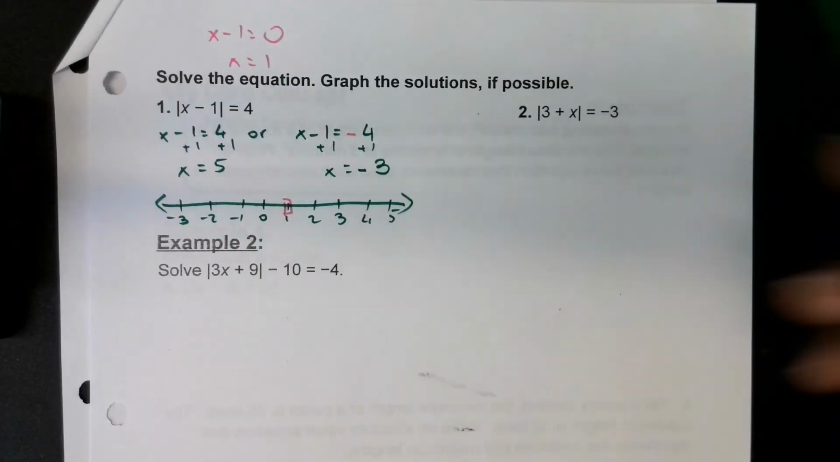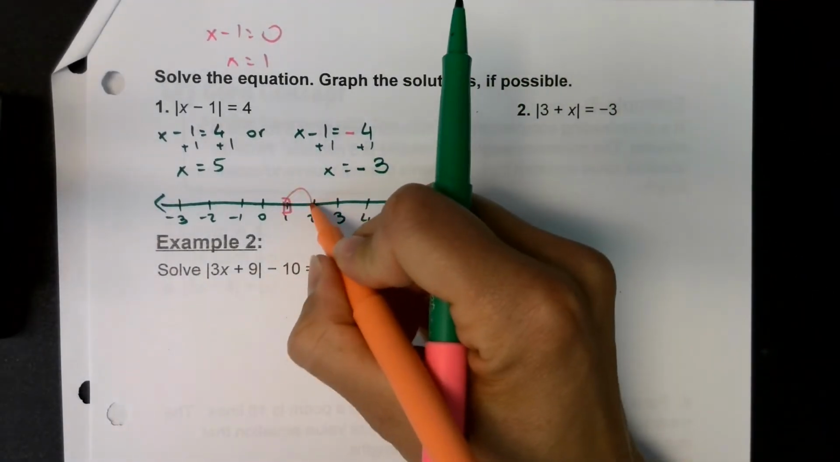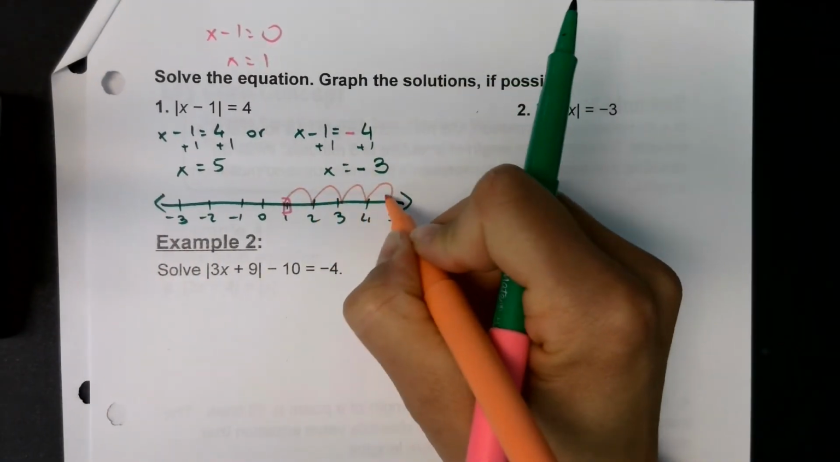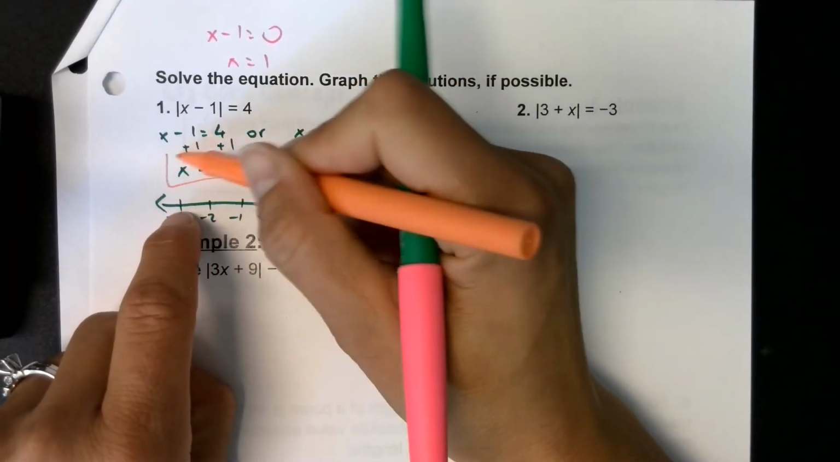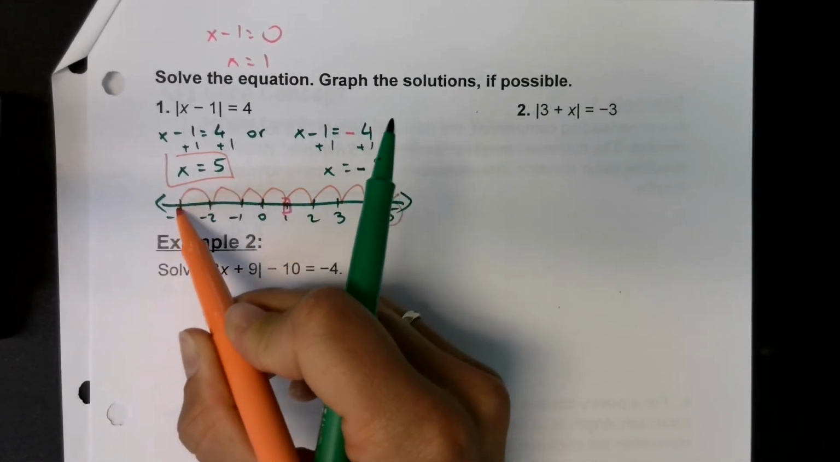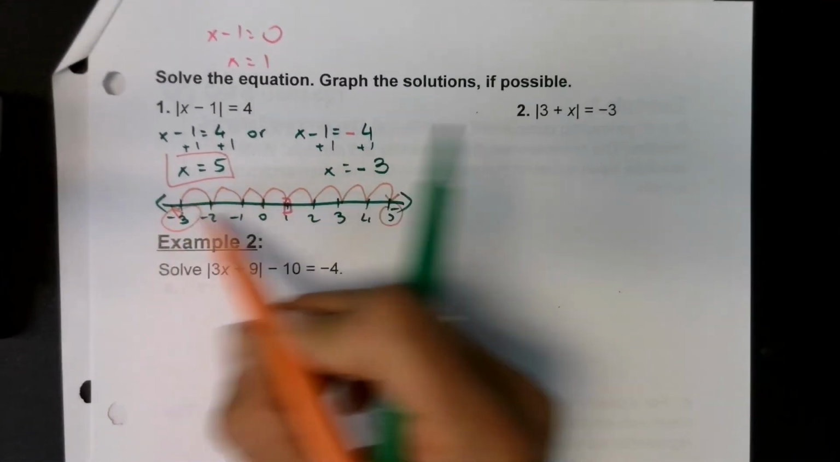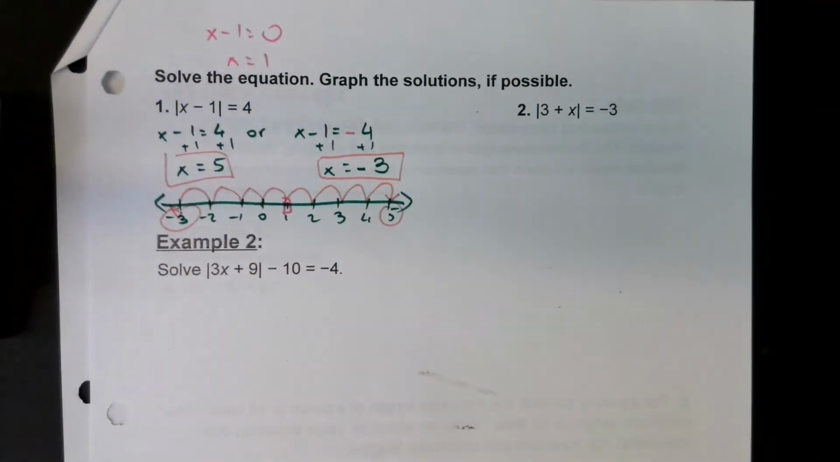That's why we set them equal, positive and negative. So 1, 2, 3, 4. Look, you got your 5. That was part of your solution. And then 4 to the left. 1, 2, 3, 4. You have your negative 3. You know you did it right.